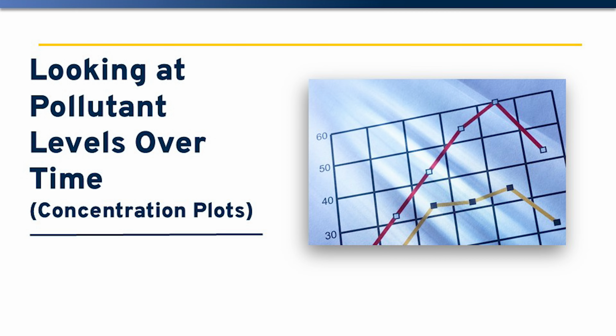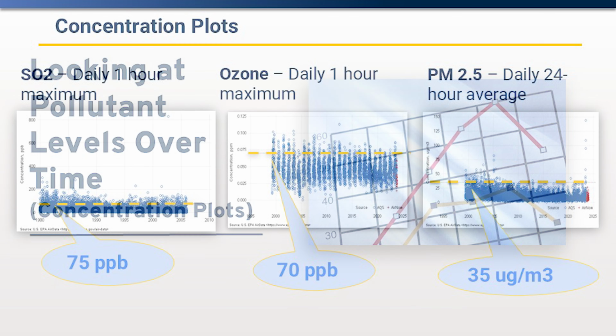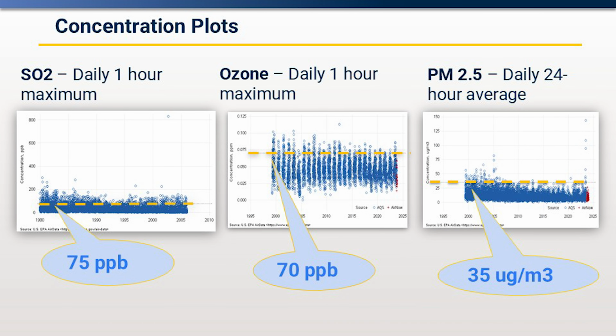The concentration plots we'll look at today show measurements of different pollutants over the course of a day. These measurements are depicted as dots on the graph. The dots are then connected by a line that shows the general trend of that pollutant's concentration over the course of the day. This could be increasing, decreasing, or a mixture of both. For example, these concentration plots are showing daily trends for sulfur dioxide, or SO2, ozone, and fine particulate matter, or PM2.5. These are raw measurements, not design values over a number of years.